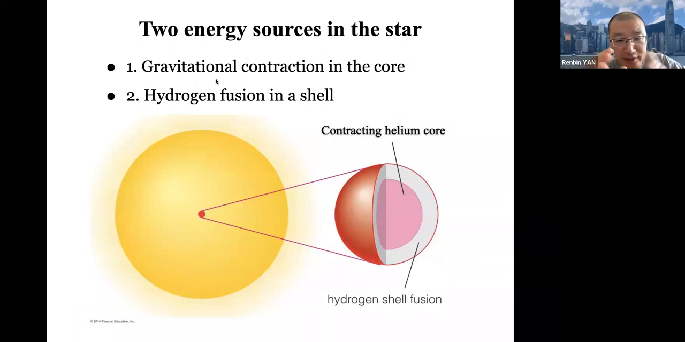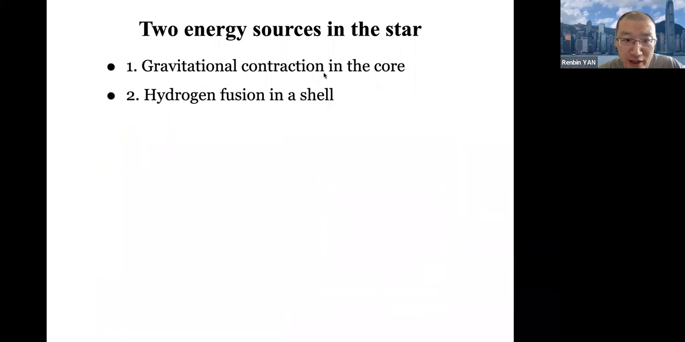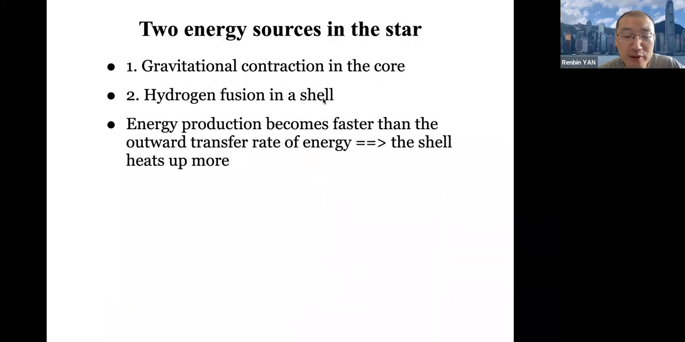The gravitational contraction in the core is producing some energy, and also just above the core, it is now hot enough for hydrogen fusion to begin. So you have hydrogen fusion in a shell around a gravitationally contracting core. And so you have two energy production sources. And with these two energy production sources, you are actually producing more energy than what the star is used to doing. And the energy production now gets much faster than the outward transfer rate of energy as well.